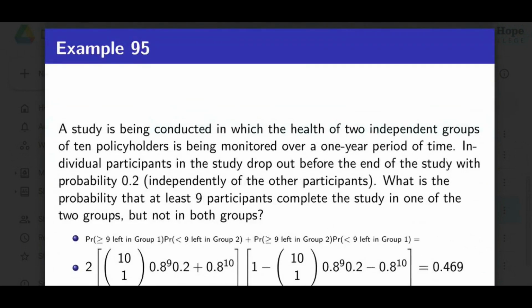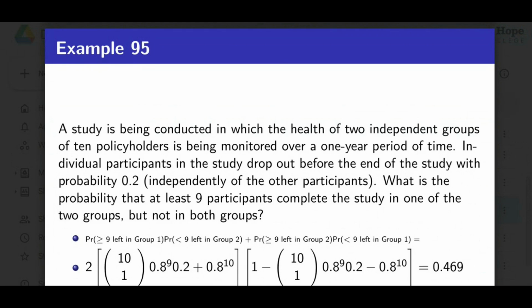Do you agree that this is X more than or equal to 9 times Y less than 9? Not X, okay? Because how can X be two things at the same time? This is actually saying the first group has at least 9, and the second group has less than 9. And of course, that could happen with the group switch, and therefore you can find one of these and multiply by 2 because of the symmetry of the group.